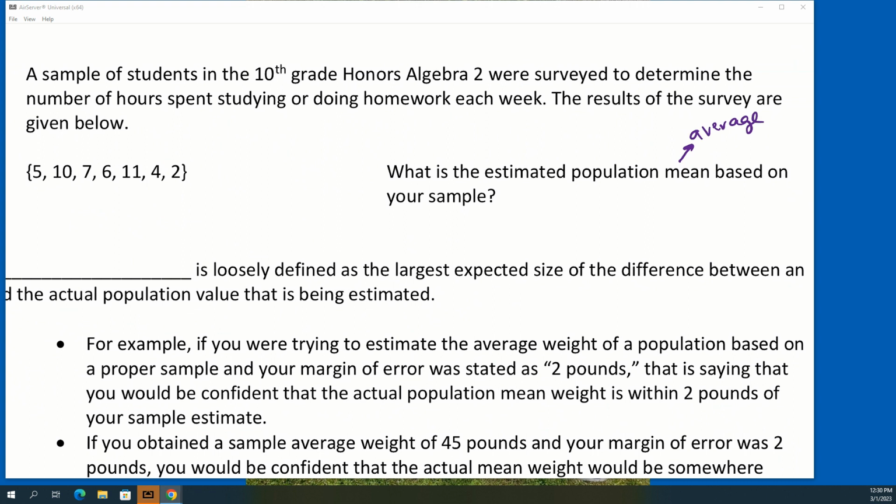And so we have a sample. So we're going to estimate the population mean by finding the mean of the sample. So we're just going to add these numbers together and divide by how many numbers there are, which is going to be 7. And so any type of calculator can do this. So we'll just add. Okay, so I added, I got 45, and when I divide 45 by 7, I'm going to get approximately 6.43 hours a week.